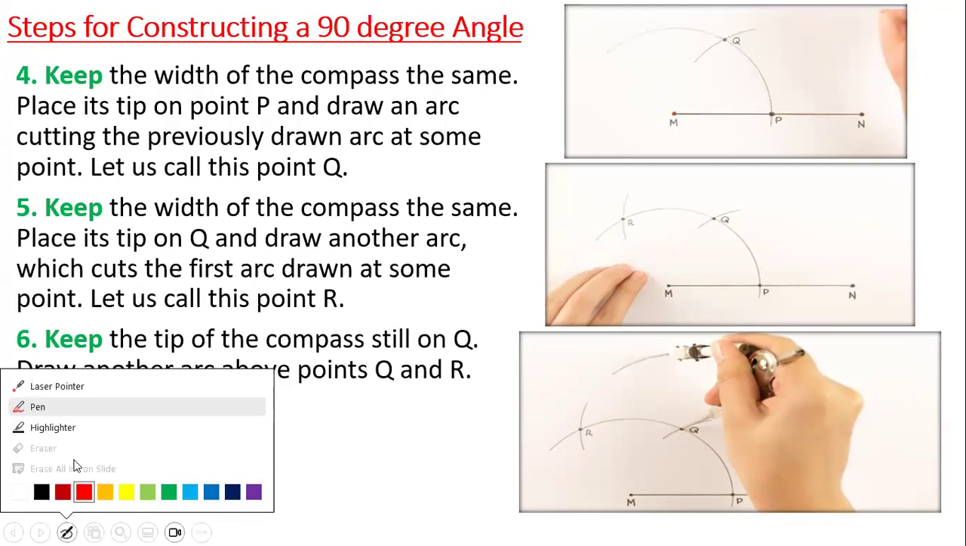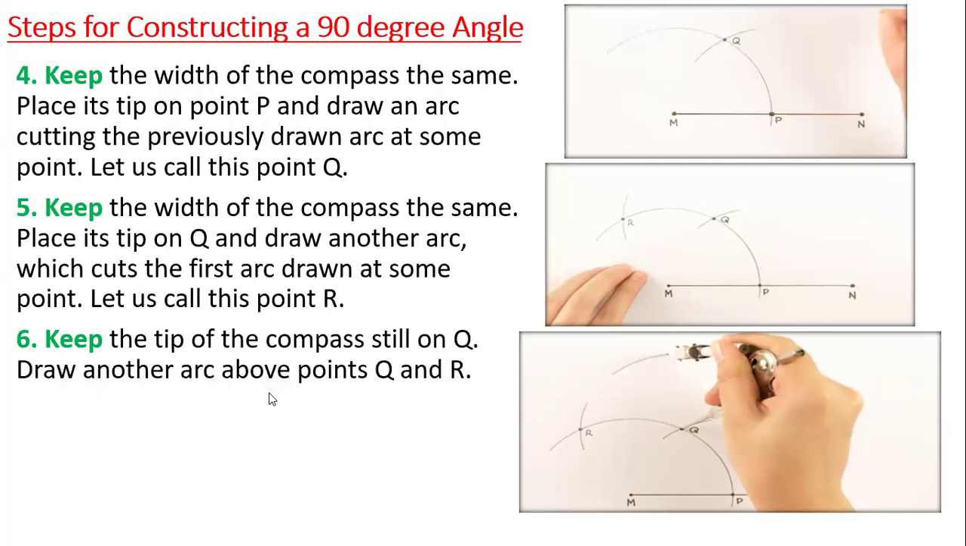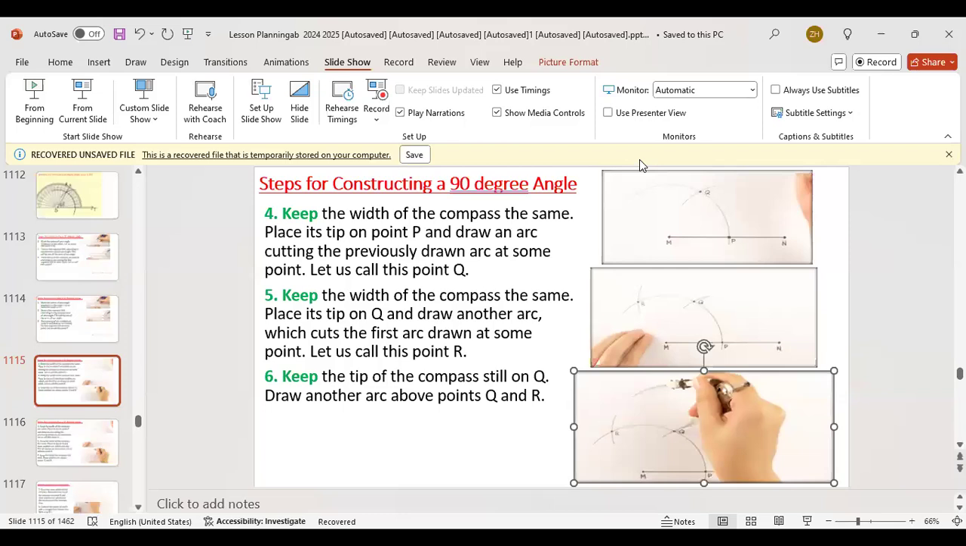Okay. Remember what is the angle that we're trying to draw? A 90-degree angle. Bro, this angle don't look nothing like any 90 degree. A 90 degree. Say it again. This one look nothing like a 90 degree.